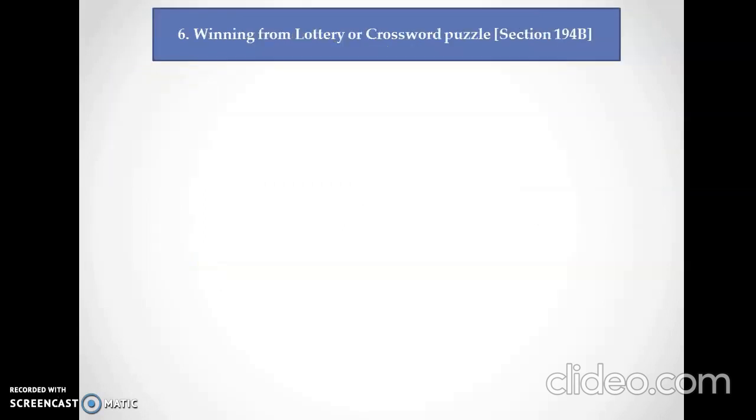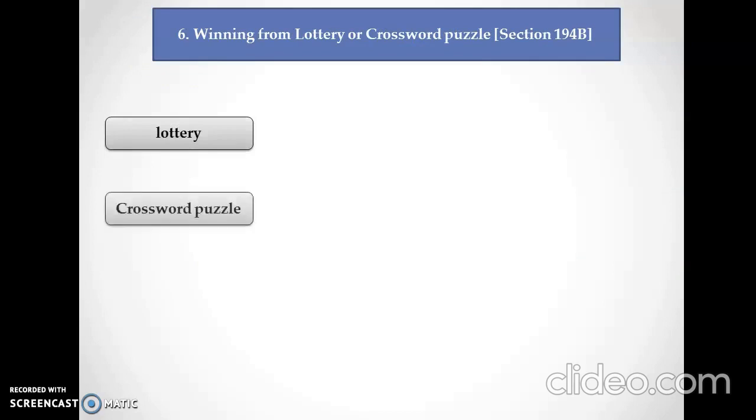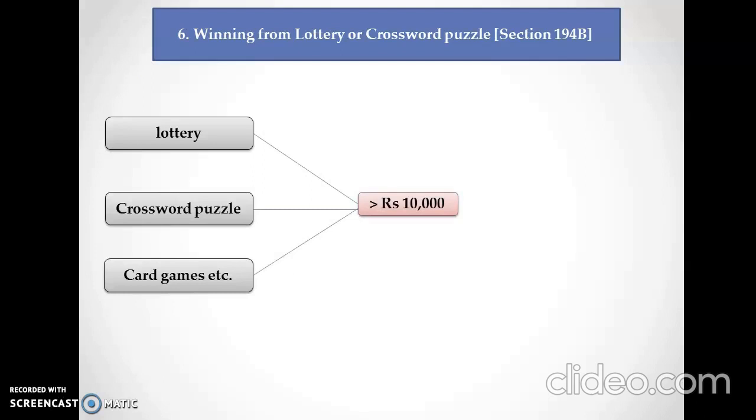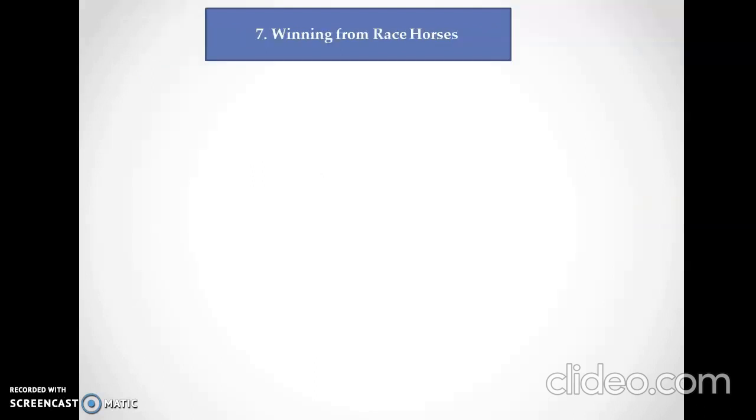Next is winning from lottery or crossword puzzle under section 194B. If any person makes any income out of lottery, crossword puzzles, card games, and the total amount exceeds rupees 10,000, TDS at the rate of 30% shall be applicable.